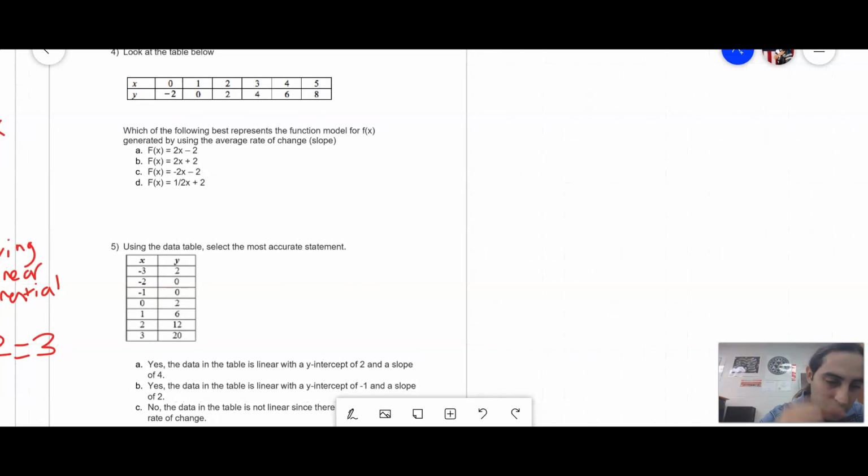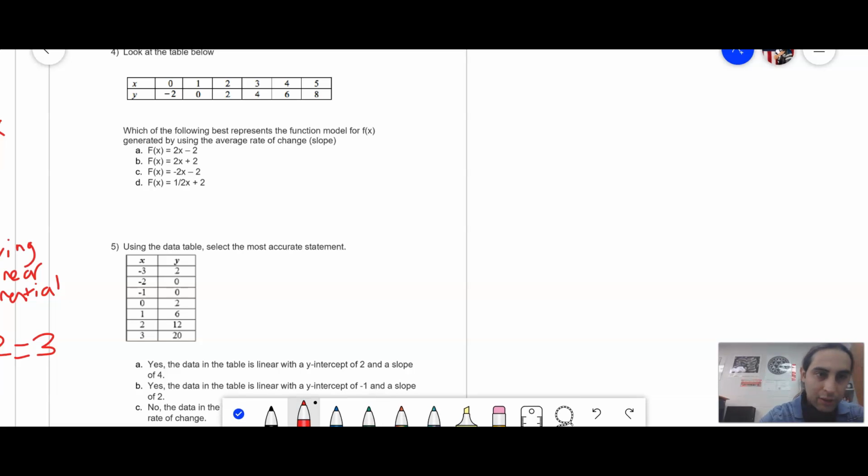All right, so on number 4. So let's look at the table below, which is the following represents the function model generated by using the average rate of change slope. So once again, it's just like the one we just did, except the table's sideways. Okay, so let's do these bird beaks. Negative 2 up to 0 is 2. 0 up to 2 is 2. 2 up to 4 is 2. 4 up to 6. All right, and then what about the top? 0 up to 1 is 1. 1 up to 2 is 1. Hey, look at that. Okay.